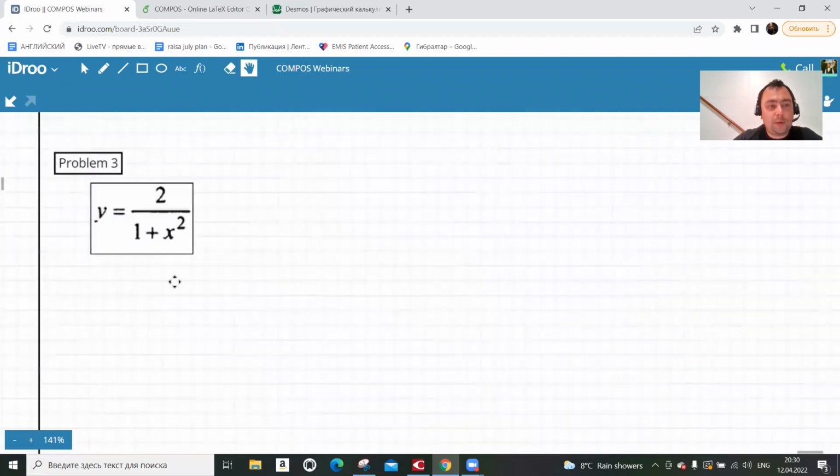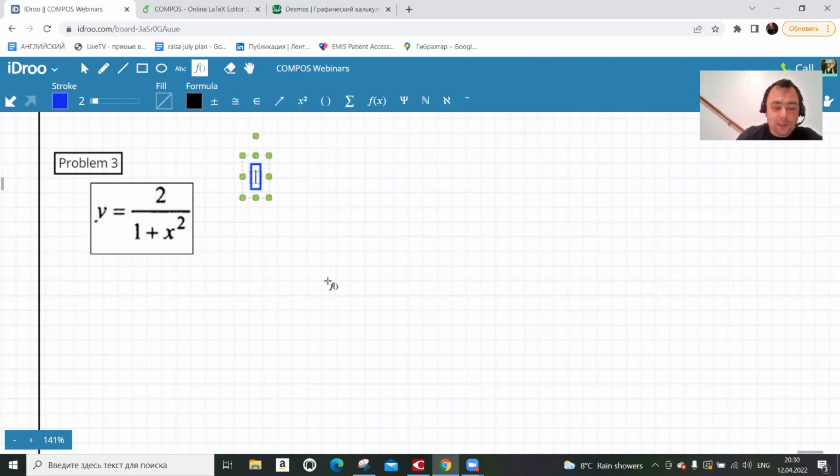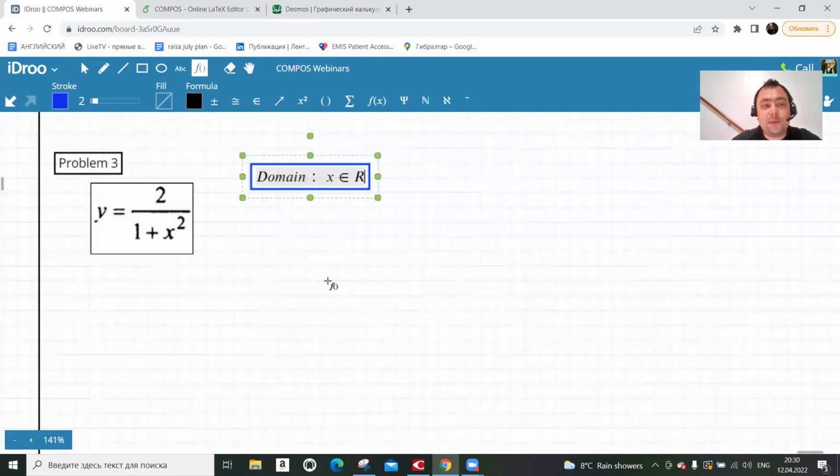All right. Let's see this one. So domain. Are there any restrictions on x? Well, no, actually. So what are the restrictions? Well, you can't divide by 0, but the denominator is never 0. So all real numbers.